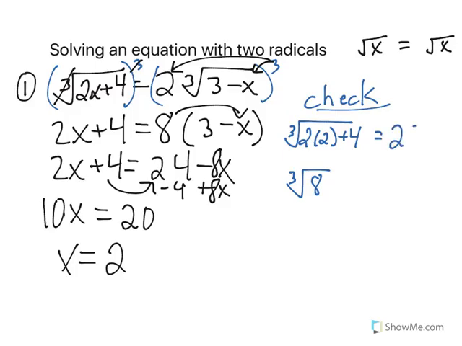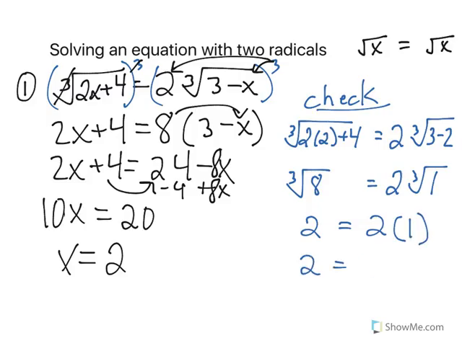Equals 2 times the cubed root of 3 minus 2. So that becomes 2 times the cubed root of 1. The cubed root of 8 is 2, and 2 times 1 is 2, so it works out. X equals 2.